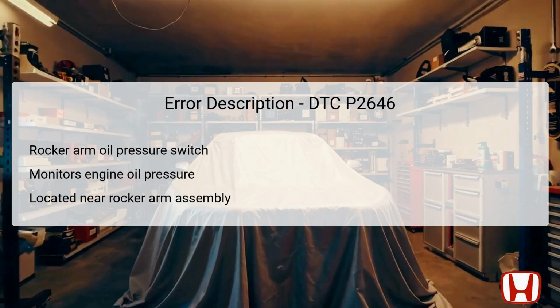valve timing. The component itself is typically found in close proximity to the rocker arm assembly, making it relatively accessible within the engine bay. If this switch detects low oil pressure, it will trigger the DTC P2646, indicating to the onboard diagnostic system that there may be an underlying issue affecting the engine's performance. Addressing this issue promptly is crucial to maintain optimal engine functionality and prevent further mechanical complications.